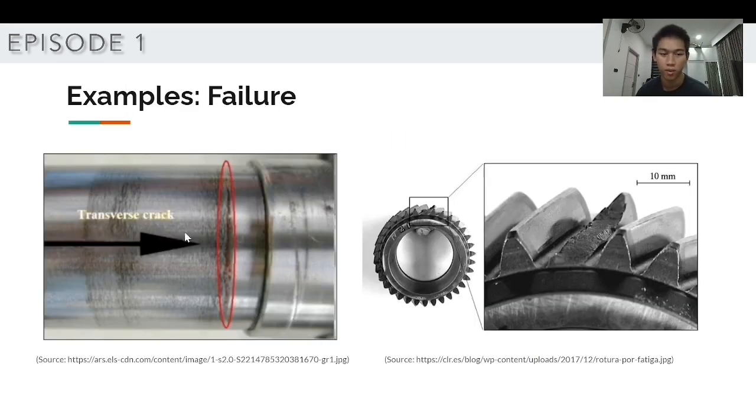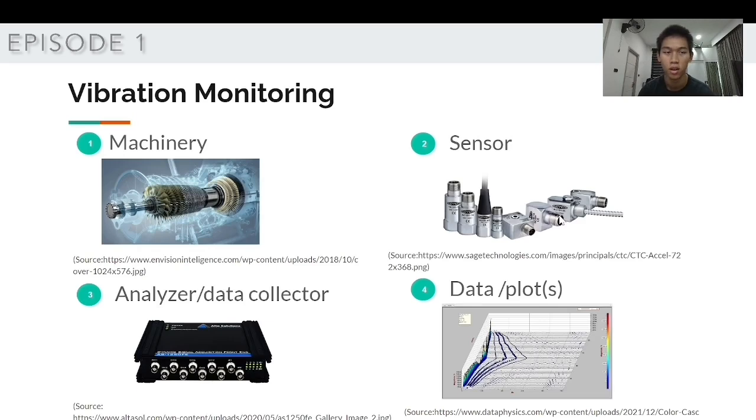Okay, these are some examples of failures that make the machinery unable to work. The first one is a shaft crack, and the second one is fatigue in a gear. So we already know the reason why we should have vibration analysis.